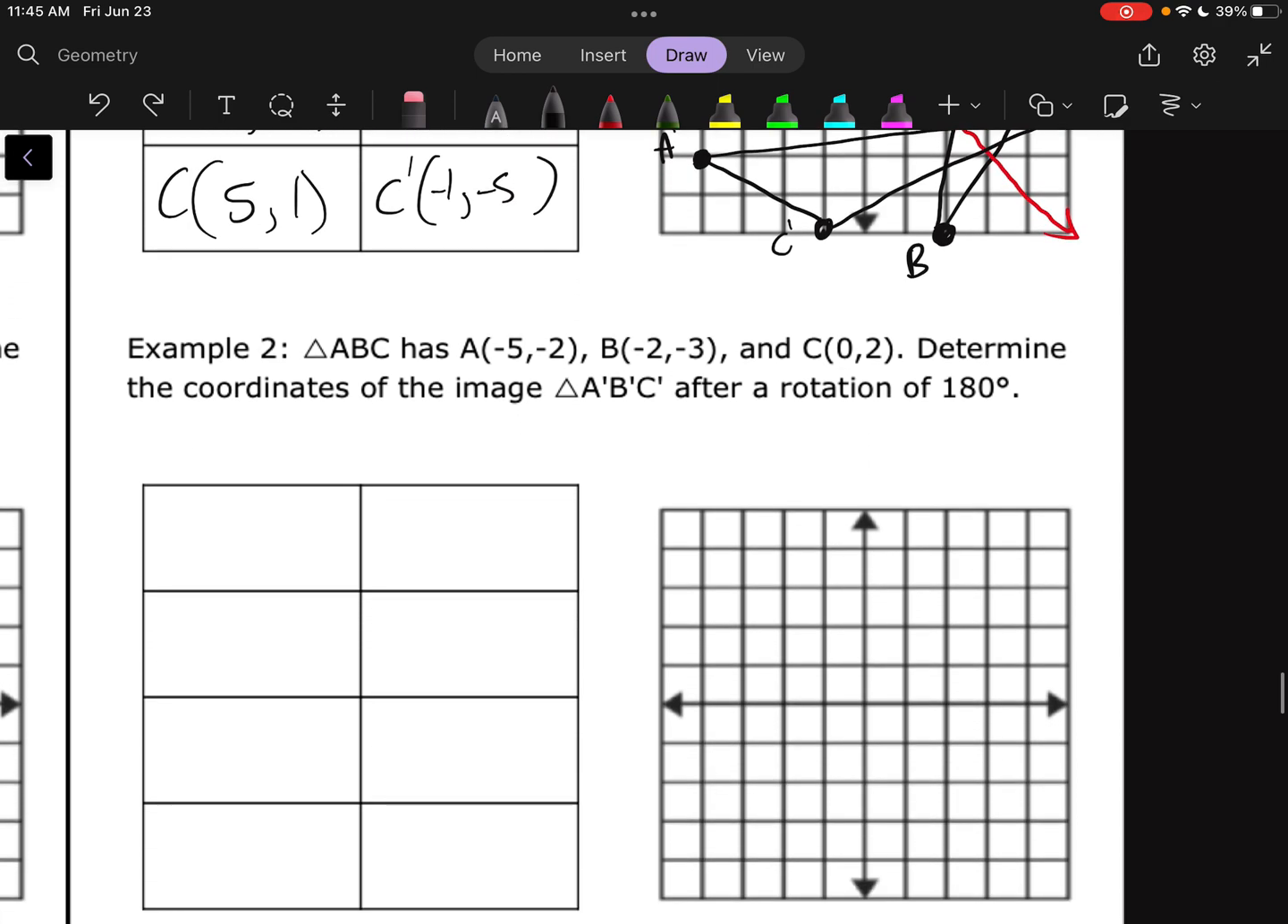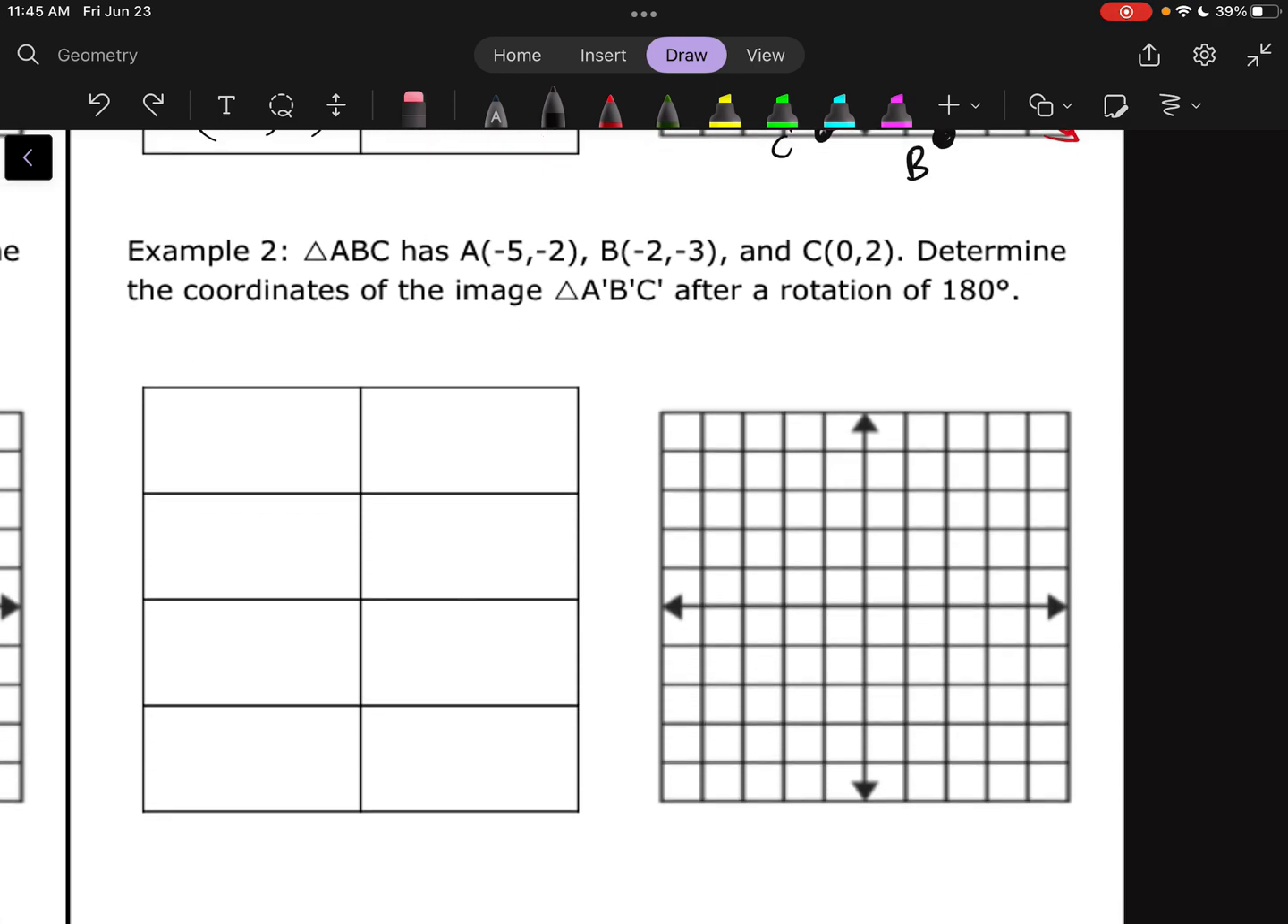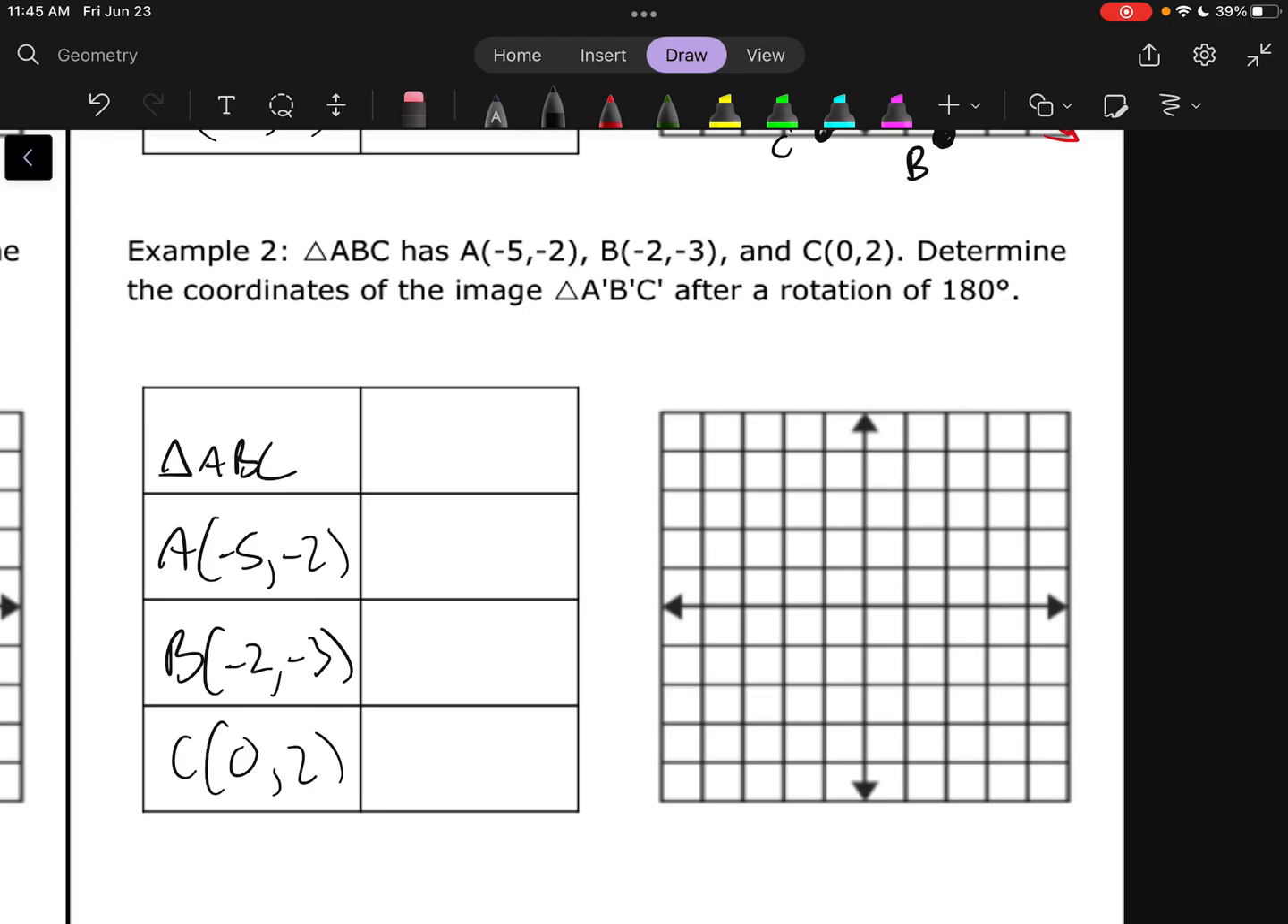And then we got a rotation of 180 degrees here. Triangle ABC getting us started. We got -5, -2. We got -2, -3. And we've got 0, 2. Okay, and we're going to rotate this thing 180 degrees. The rule for that was -x, -y. Just change all the signs.